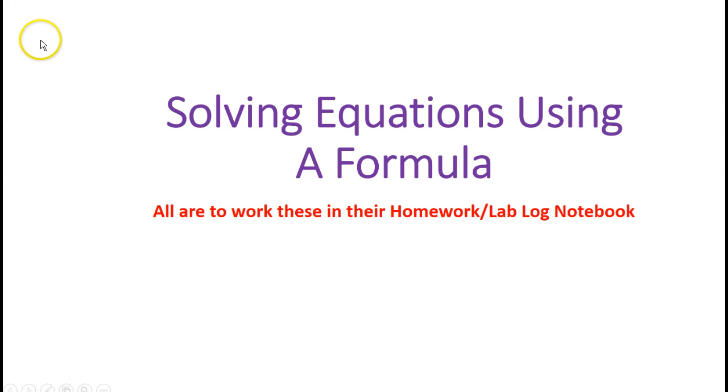What we'll be doing as part of our lab work today is solving equations using a formula. And I want you to copy these down item by item as a model of how to do them in your homework log that I'll be checking a little later in the lab period.